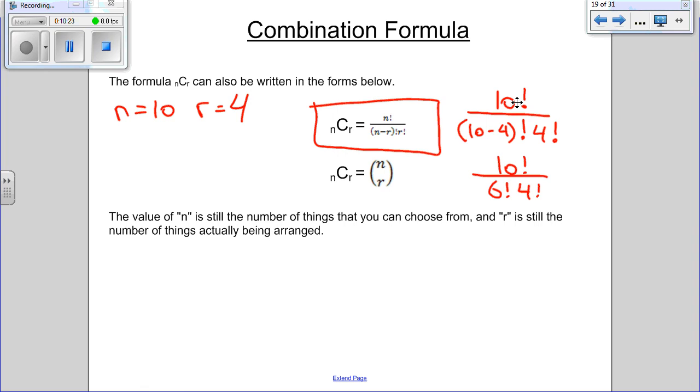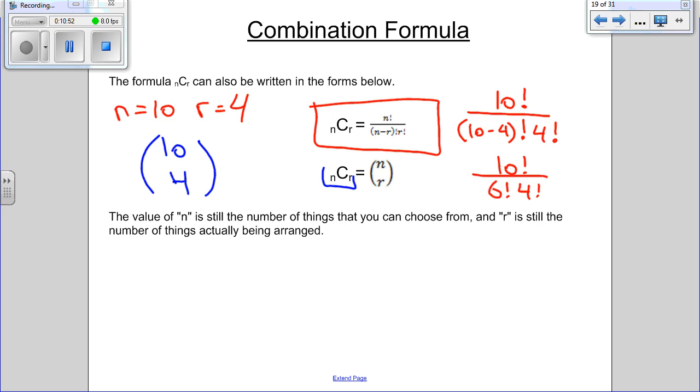The other thing you might see is instead of writing it as NCR, you might see it written like this, where it's N over R, and there's nothing separating them. These mean the exact same thing. So instead of writing NCR, they could just write 10 over 4 in brackets. And there would be no division symbol or anything. When you see that, that means combination.